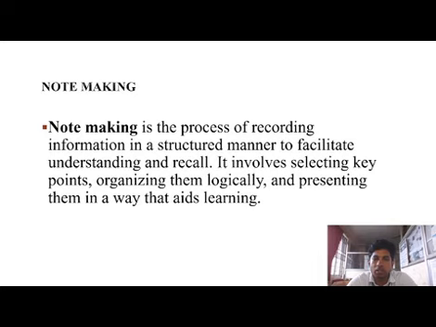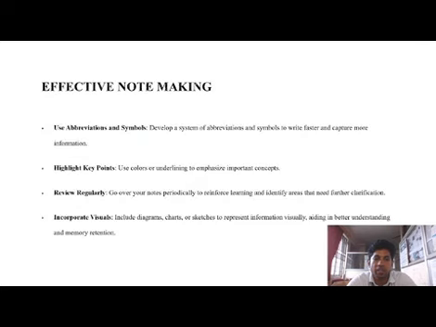So when you are preparing for some competitive exams like UPSC, CVS, or some GATE, IELTS, if you take notes, then it would be very useful when you are revising your notes. So note making also involves a very systematic process. First, you have to identify the key points. Next, you have to highlight what are all the very important concepts. Then you have to review the notes regularly.